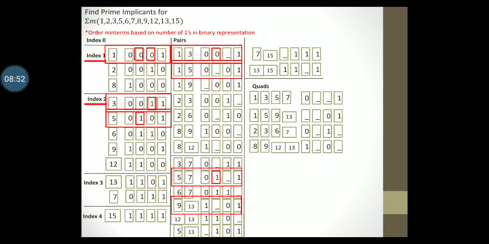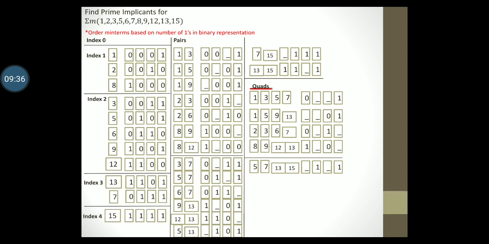So now take the pairs from the second group and combine them with pairs from the third group. Doing this, we get 5, 7, 13, 15 and the representation is dash 1 dash 1. Now if you look carefully, you cannot make any more quads. So now we try to combine the quads into octets, if possible. Looking clearly at all the quads, you can see that none of the quads can be combined since all of them are unique. So the process stops.